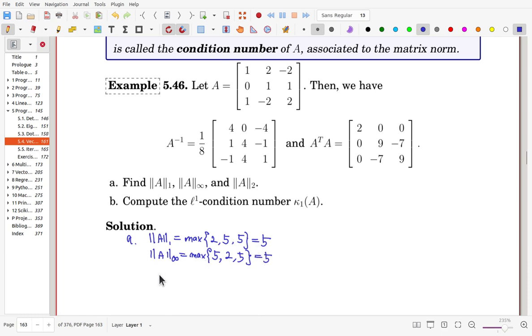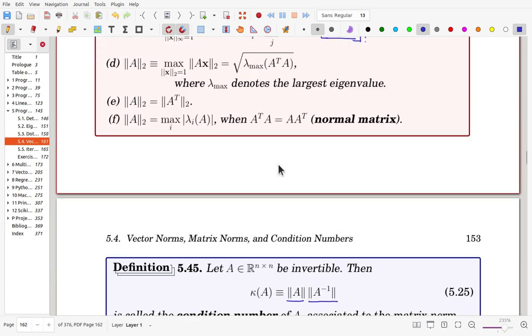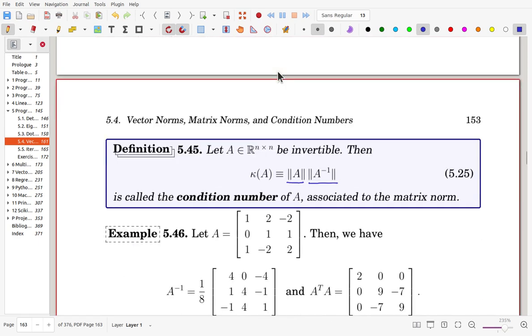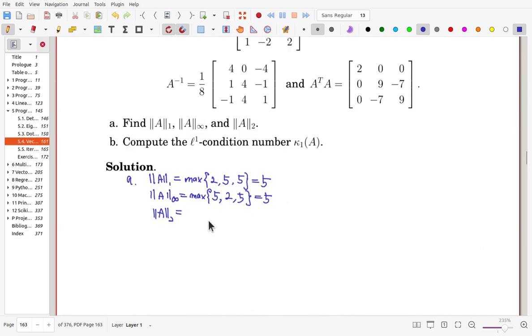Okay. How about the 2 norm? The 2 norm is from this formula, that's the definition. It's not easy to get this maximum value. However, once we can get A transpose A, and if we can find the maximum eigenvalue, for that one the eigenvalue must be larger than or equal to 0. It's real and non-negative, so that without taking any absolute sign, we can choose the maximum eigenvalue of this matrix. So we have to find the maximum eigenvalue of that.